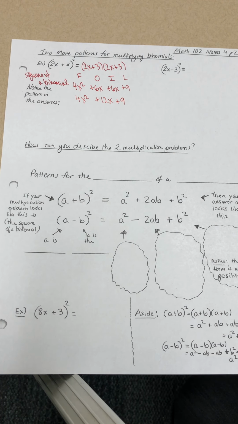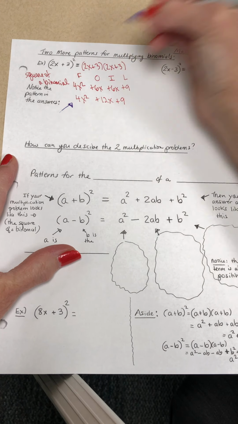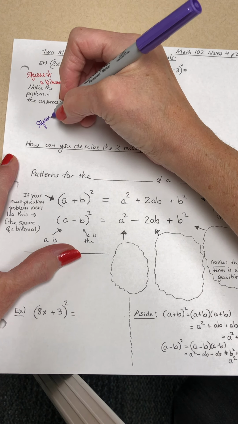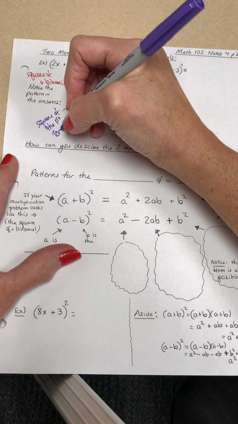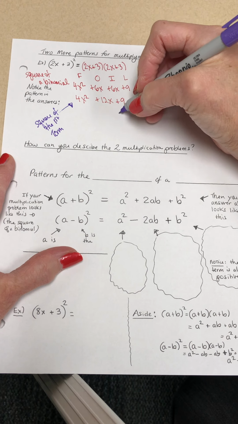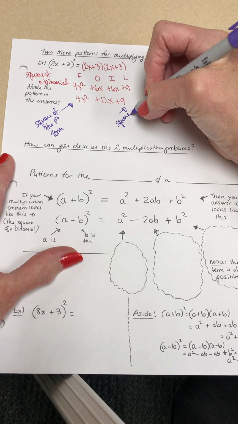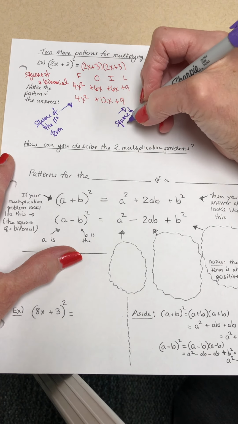Now, there is a pattern in this answer, and that's the pattern we're going to try to write down. So notice the 4x squared, wasn't that just the square of 2x? So it's the square of the first term. Notice the 9, well, that's just 3 squared. Now, the second term's not always the 3, so think in general terms, it's the square of the second term.